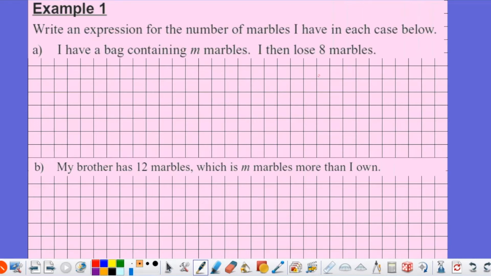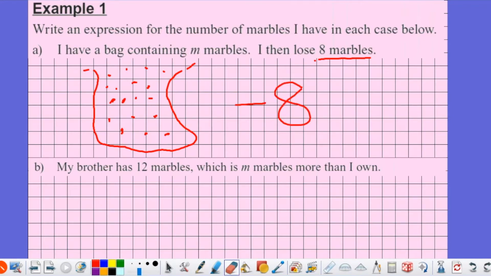So if we can imagine, here's my bag of marbles, and I don't know how many marbles I've got in it. If I was to lose 8 marbles, I'm going to take 8 of those out of that bag. So 1, 2, 3, 4, 5, 6, 7, 8. Now I don't know how many marbles started off in the bag, so I could use the variable m to tell me how many marbles are in there. So I've got m marbles, and I'm going to lose 8 of them. So my answer in this case would be m take away 8.